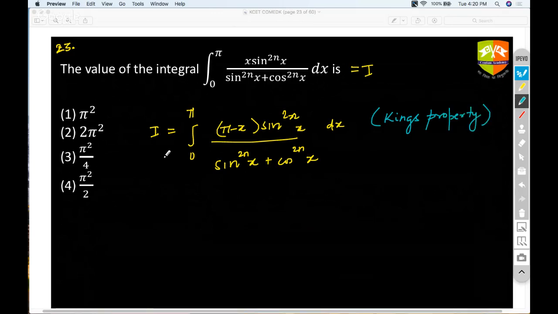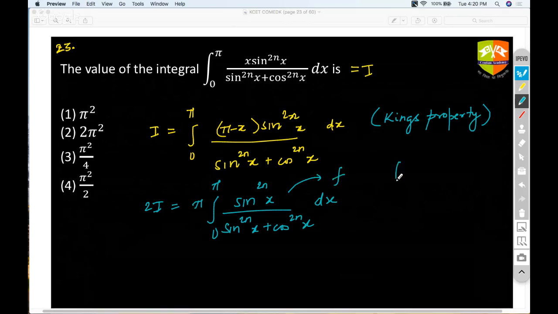Okay, let's add these two I's. When I add these two I's, I will get pi times integral from 0 to pi of sine to the power 2n x by sine to the power 2n x plus cos to the power 2n x dx. And now we can do one thing. I can halve the limit, because let's say I treat this as my function f of x. f of x and f of pi minus x are the same. So I can halve this and make this 2. So this and this go off.